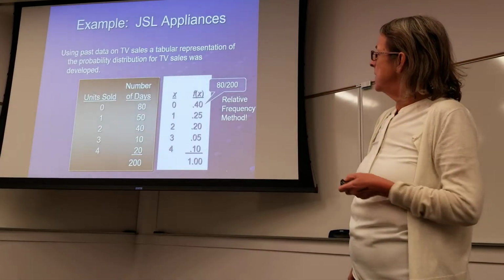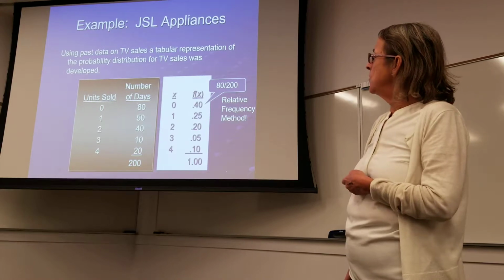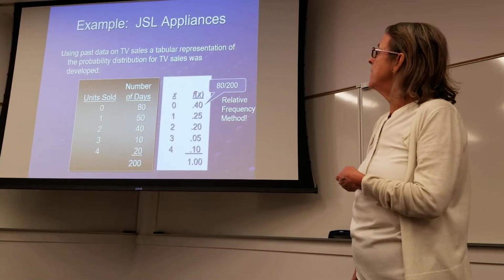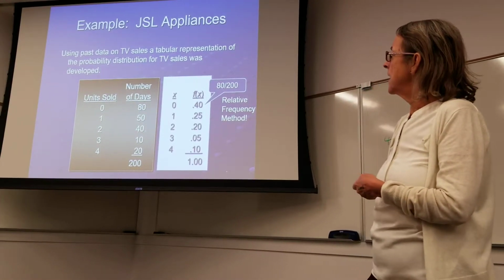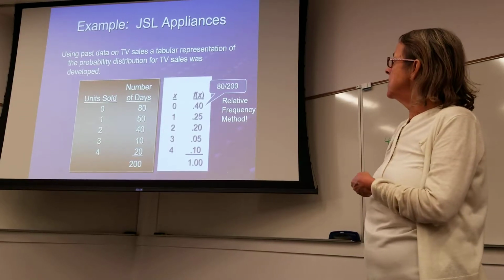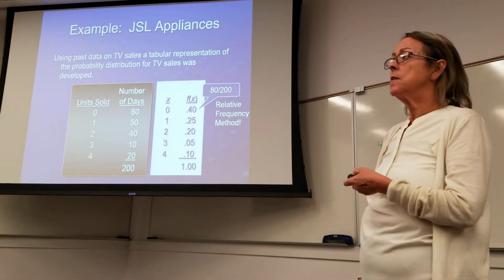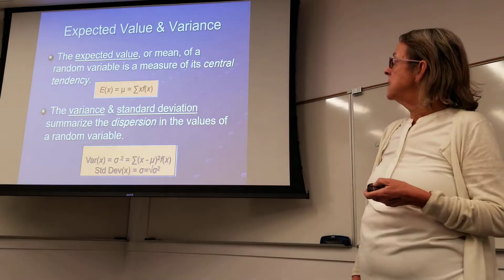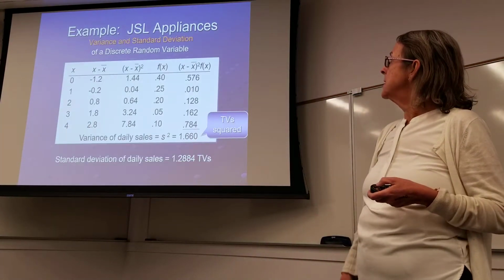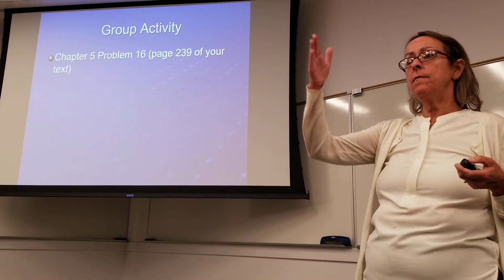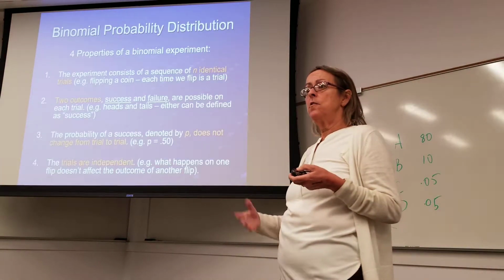Back here you were given this data, and you were either given a frequency distribution, like I gave you here, and we turned it into a probability distribution, or in the question you just did, you were given a probability distribution, right? It gave you the probabilities right off the bat, and then you can do the work.